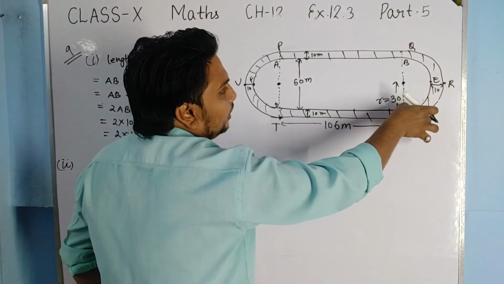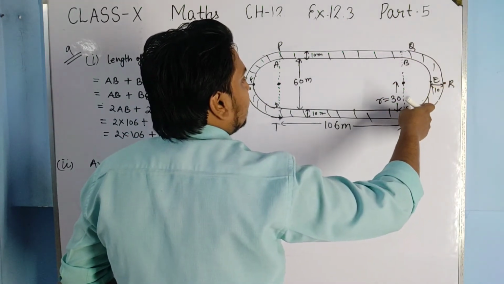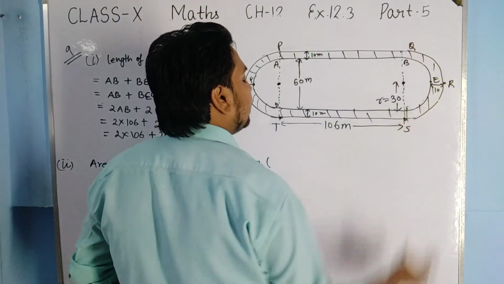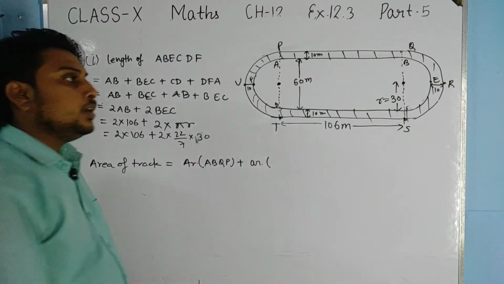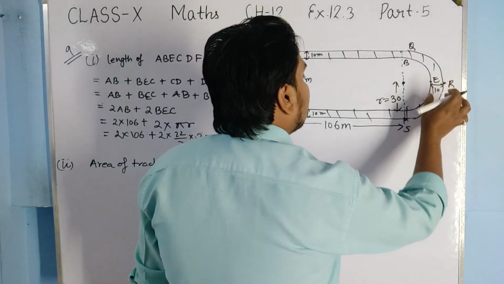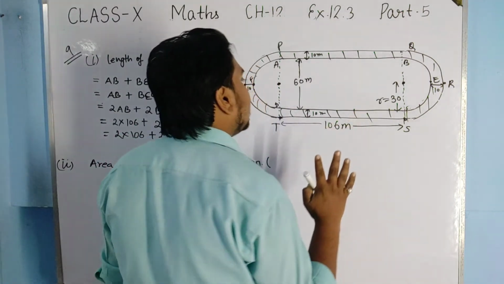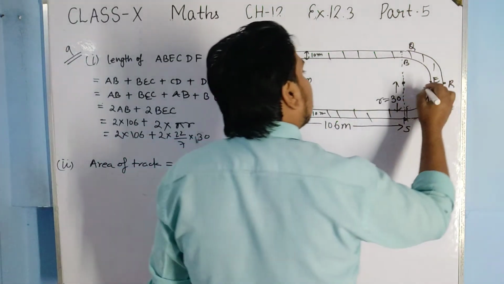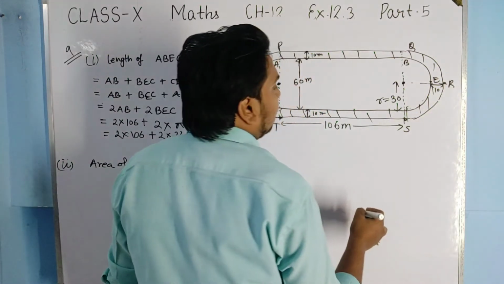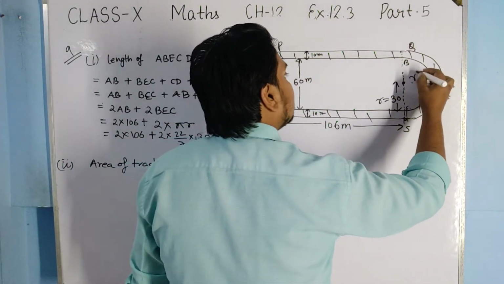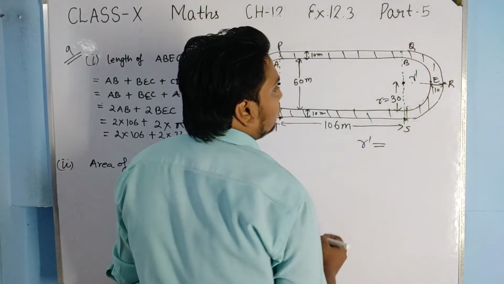How will you find the area of this region? You subtract the area of this semicircle from the area of this semicircle. How will you find it, students? For that, two things are required. One is capital R, the greater radius. Suppose the greater radius is R dash. So what will R dash be?